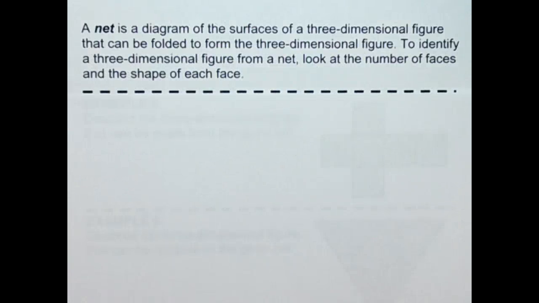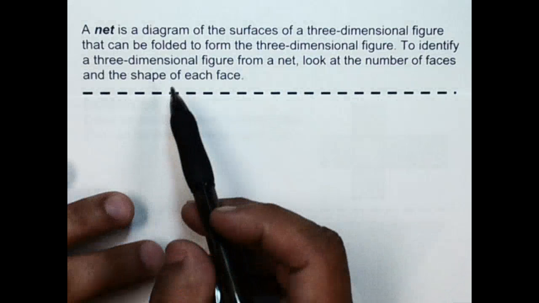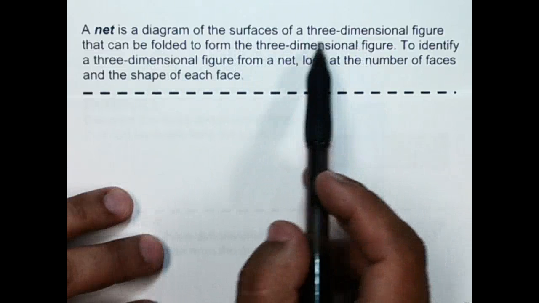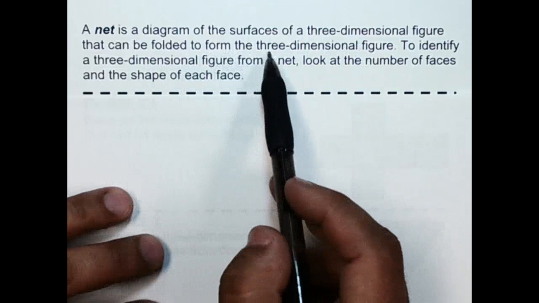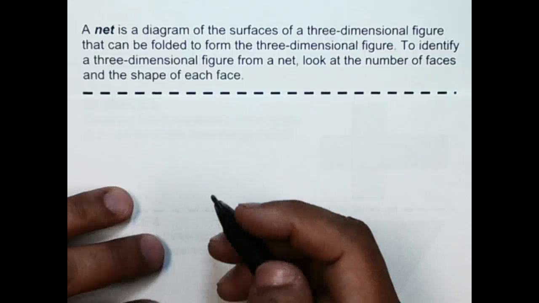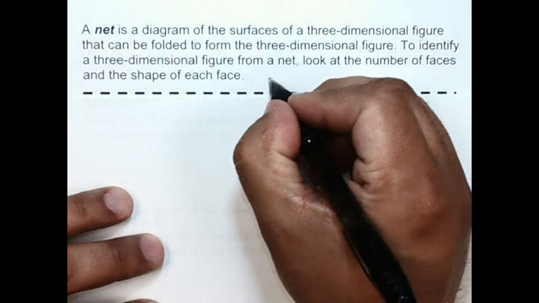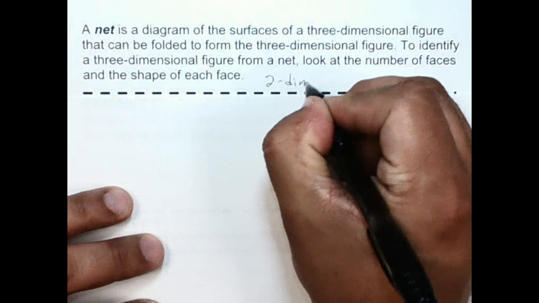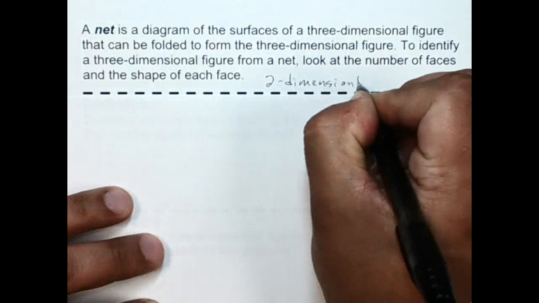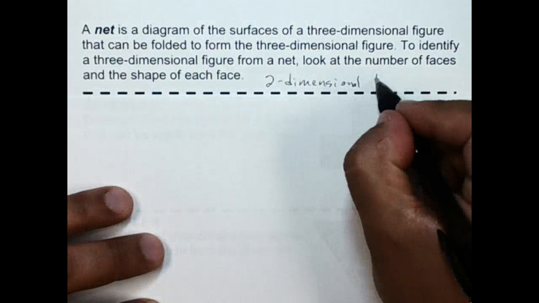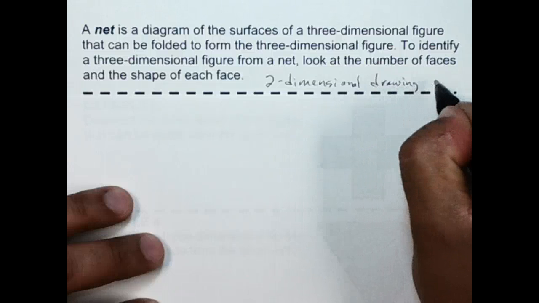All right, next we're going to talk about a net. A net is a diagram or a drawing of the surfaces of a 3D figure that can be folded to form the three-dimensional figure. So basically, to make this a little simpler, it's two-dimensional. The way I like to think about it is it's a two-dimensional drawing of a 3D figure.